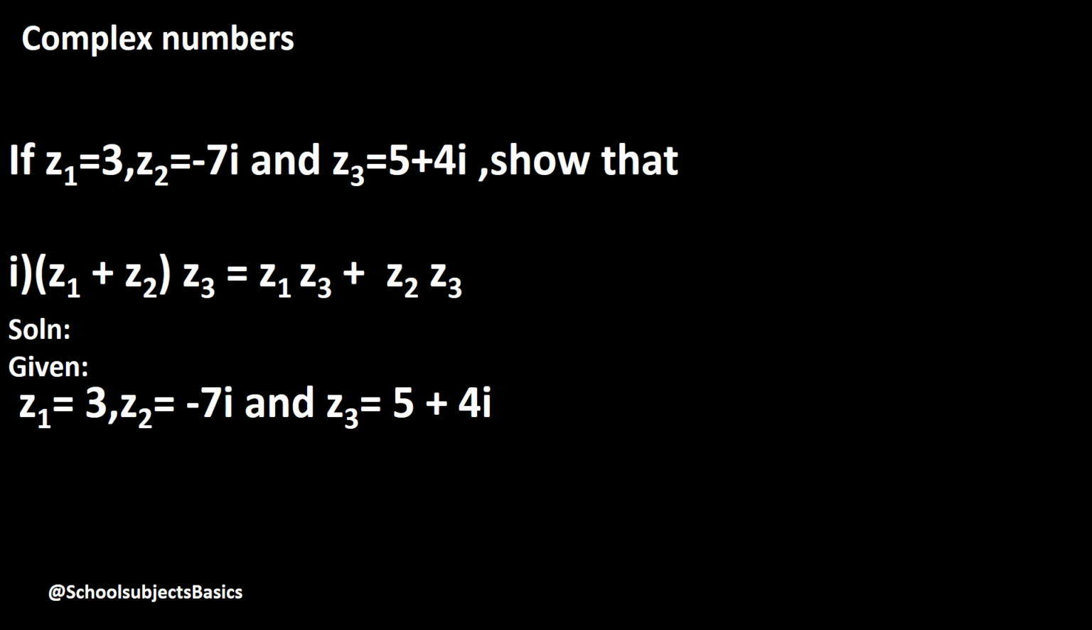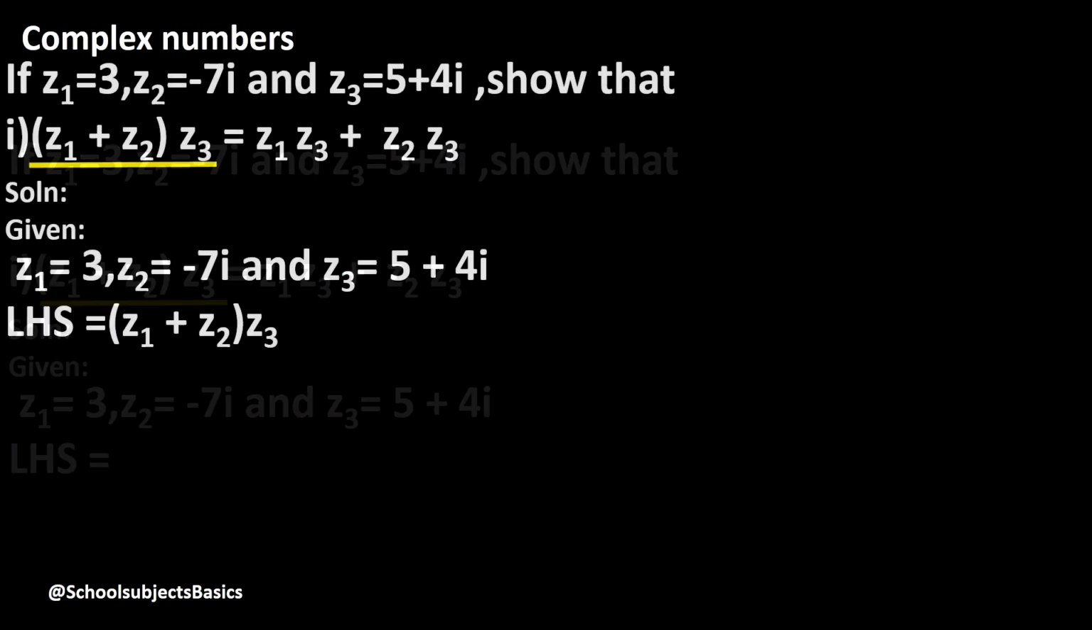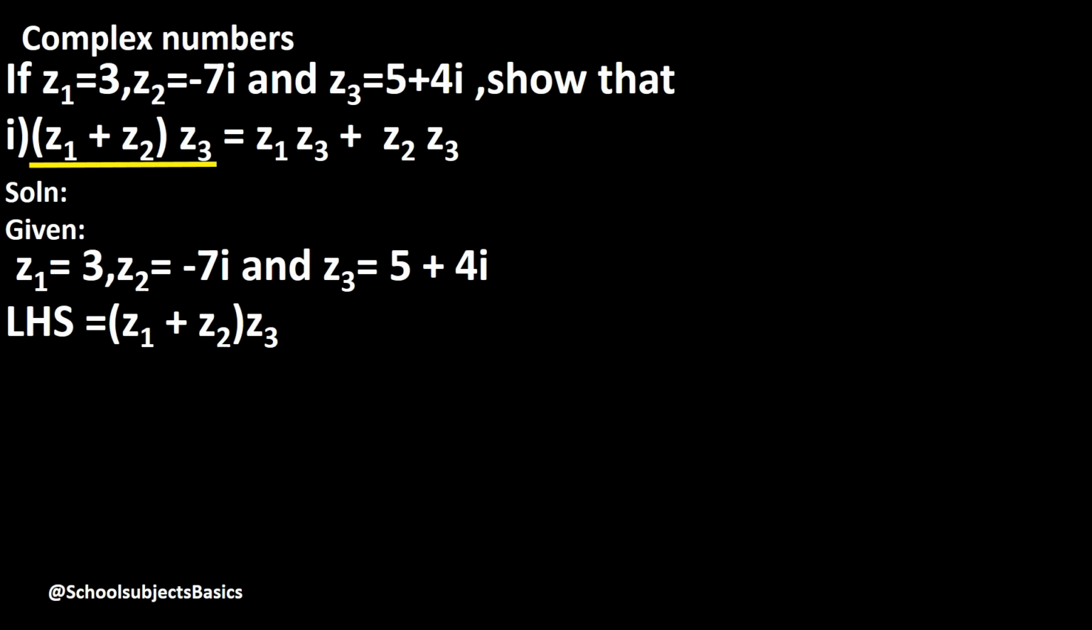So here, what is given? z1 is 3, z2 is minus 7i and the value of z3 is 5 plus 4i. So we can take LHS, that is (z1 plus z2) into the whole z3. So we can write LHS is equal to (z1 plus z2) into z3. First we have to substitute the value of z1, that is 3. Then the next one is plus z2, that is minus 7i. Then the whole into z3, and here z3 is 5 plus 4i.